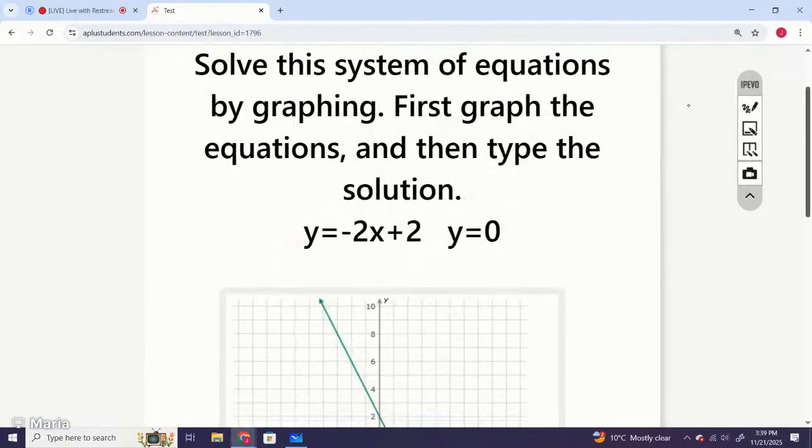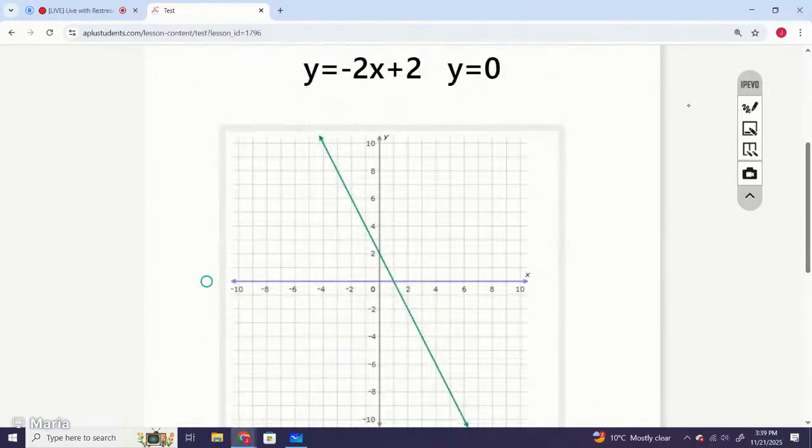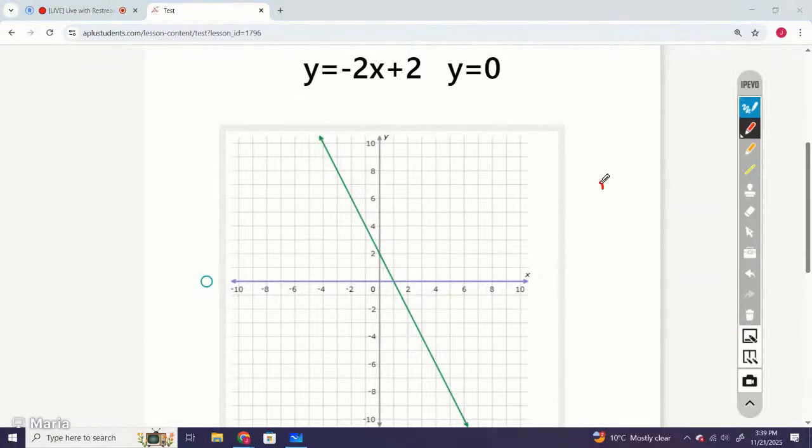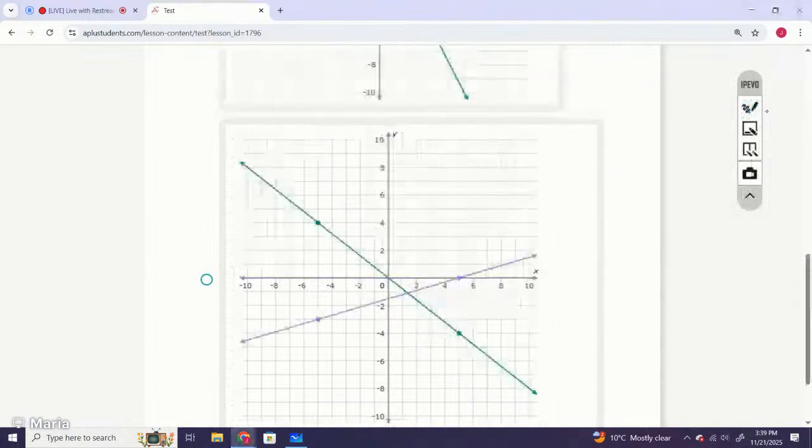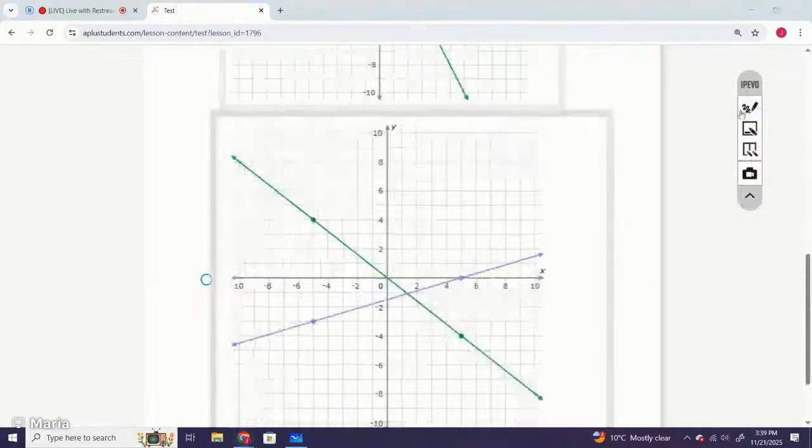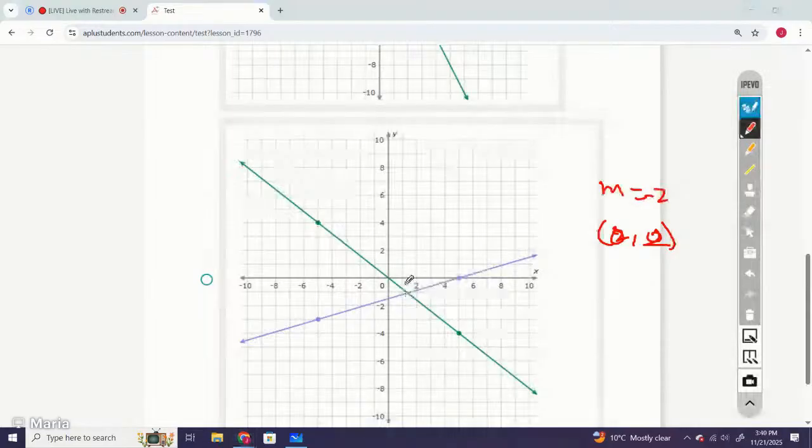Solve this system of equations by graphing. First graph the equations and type the solution. y equals negative 2x plus 2 and y equals 0. So from the first equation we have the slope that is negative 2 and the y-intercept that is 0 and 2. So just join the 2 points. We have to move down 2 points and right 1 point. Here is the other point, right? Join these 2 points and make a line.